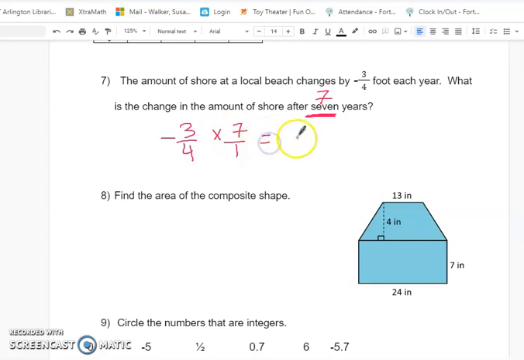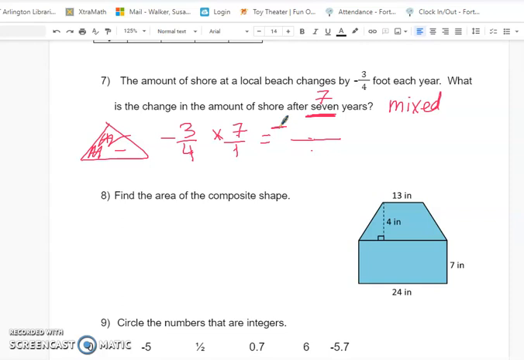Okay? So, number 1, negative times positive is going to give me a negative. Okay? Now, your job, multiply. There's no relationship, I can tell you. 3 times 7, 4 times 1, and then make it mixed. And make sure you keep the negative. Keep the negative.